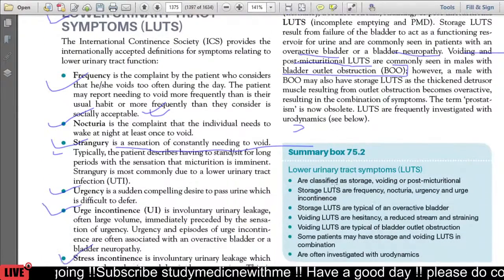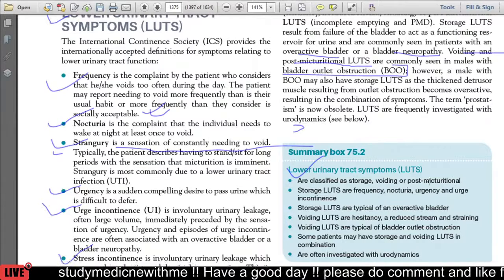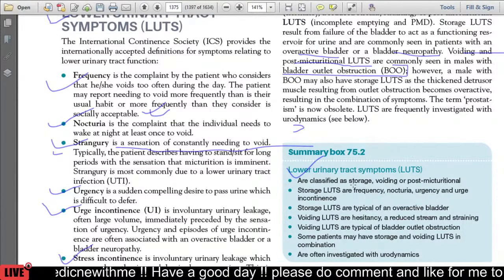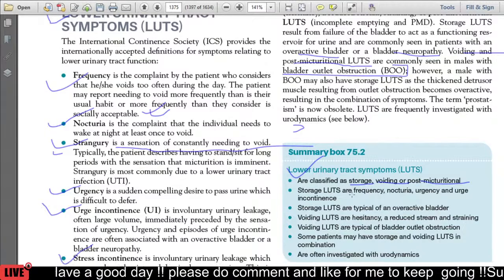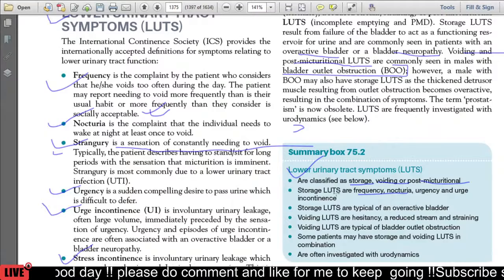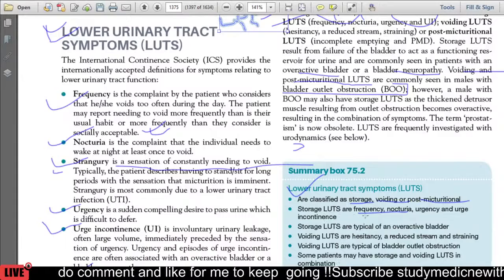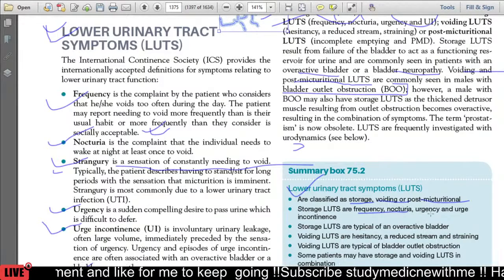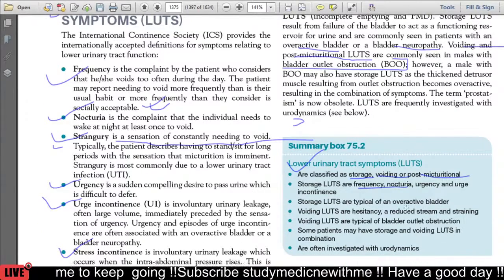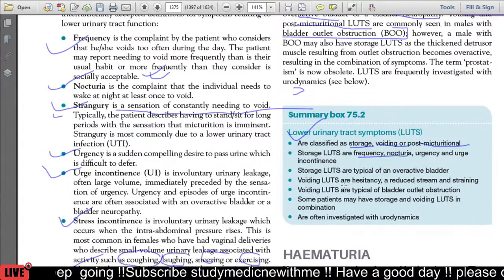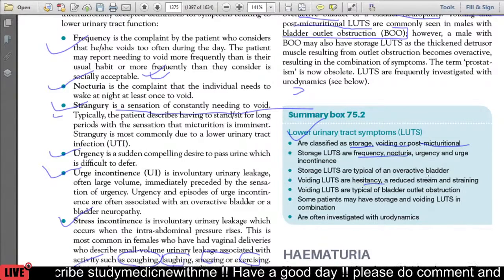Summary box 75: lower urinary tract symptoms. LUTS are classified as storage, voiding, or post-micturition. We all studied about this. Storage LUTS are frequency, nocturia, urgency, and urge incontinence. I think these are important things which I didn't study well. In case of storage, LUTS are typical of an overactive bladder. Voiding LUTS are hesitancy, reduced stream, and straining.